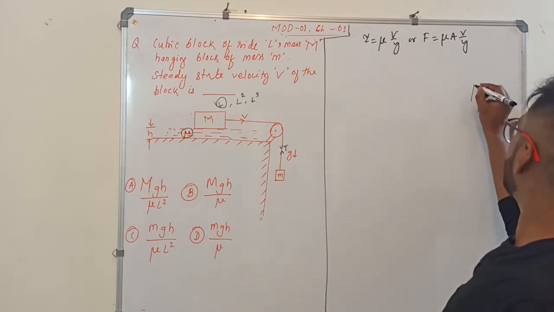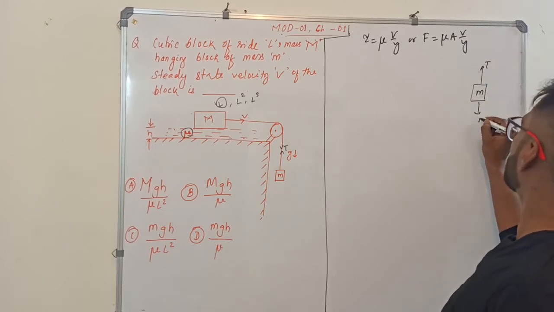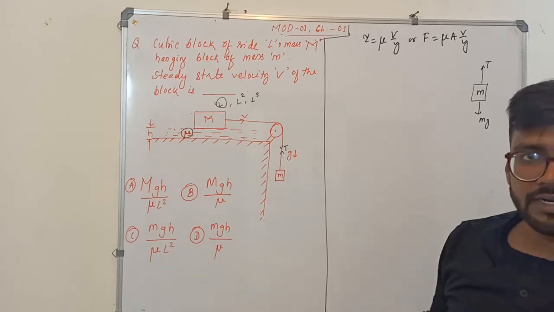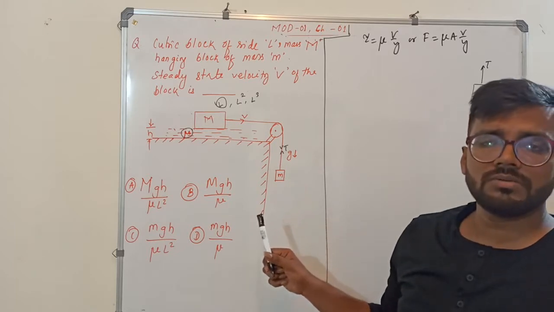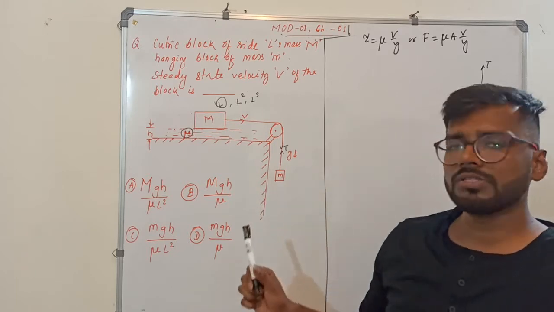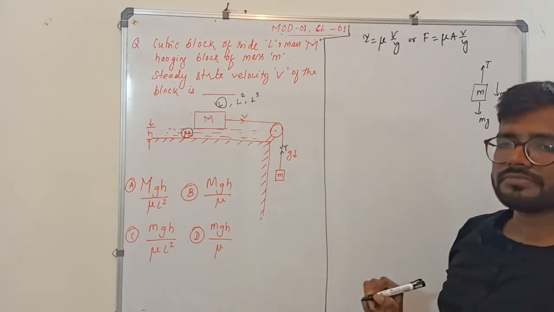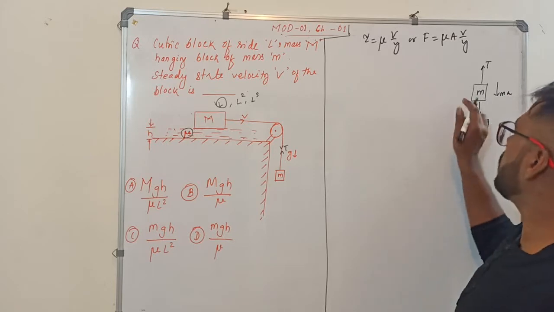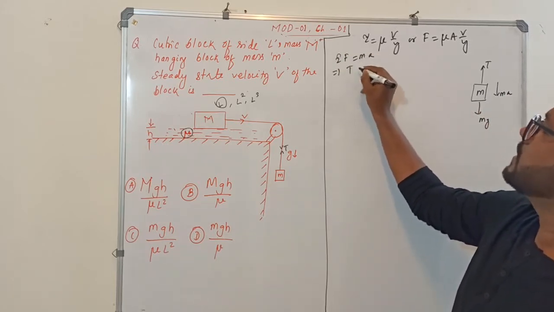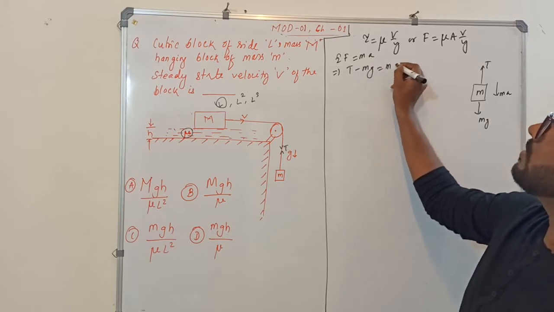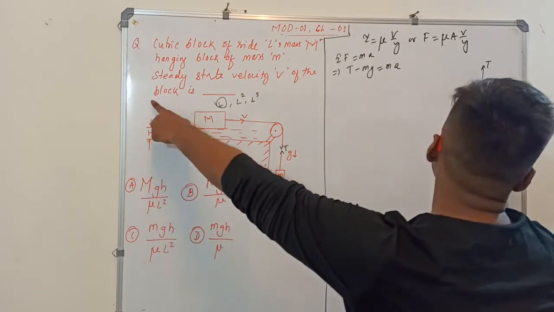If I draw the free body diagram of this block m, it is acted upon by T and gravity g. Correct? We don't know whether it is heavier, whether it is lighter, whether it pulls up or pulls down. For that we have an acceleration a, isn't it? Okay. So now apply Newton's second law. Summation of F equal to ma. That is here T minus mg is equal to what? m into a, acceleration. But what they have said, steady state velocity.